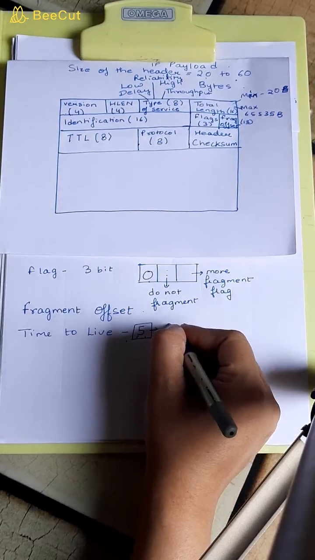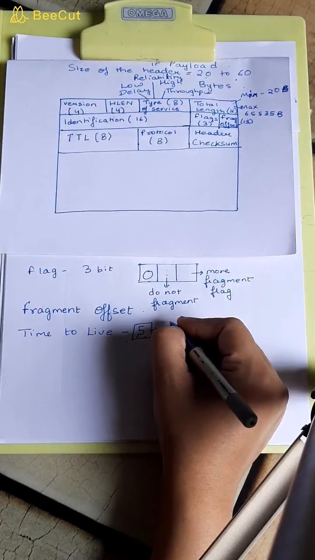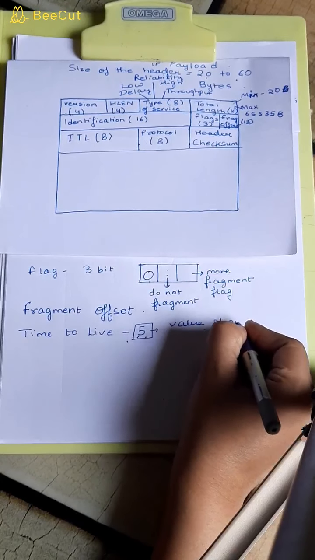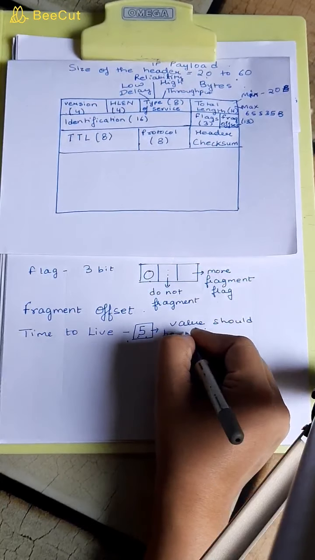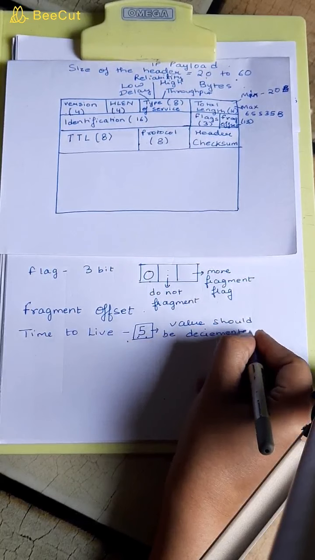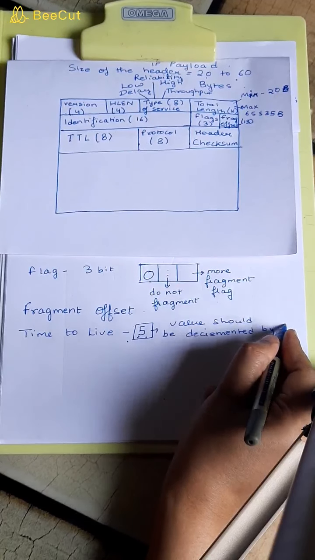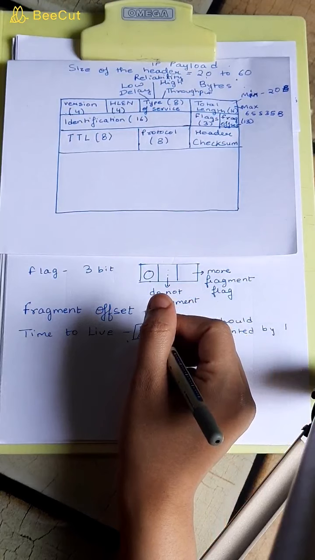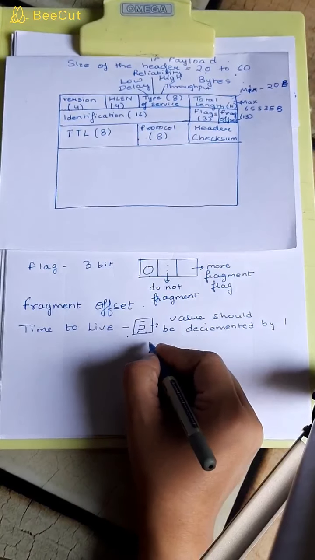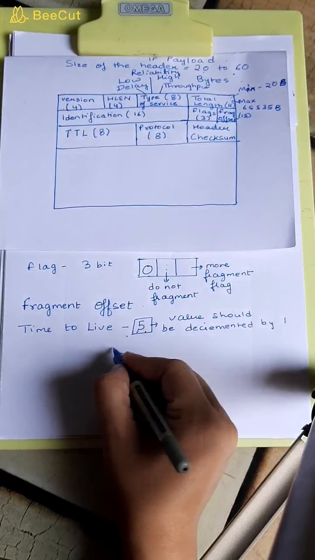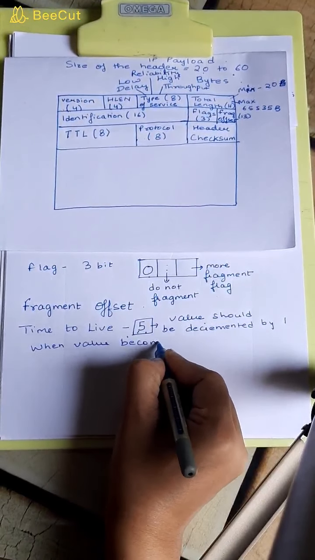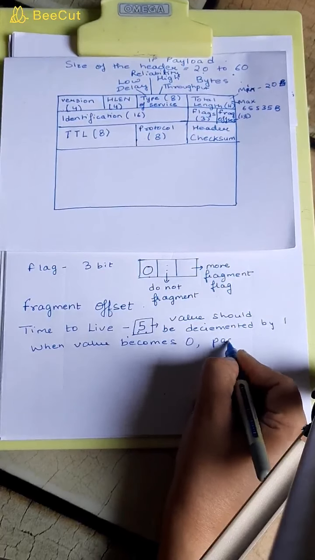So this is the field which tells us the time to live. This value should be decremented by 1 every time it reaches a router, the next router. And when the value becomes 0, the packet is discarded.